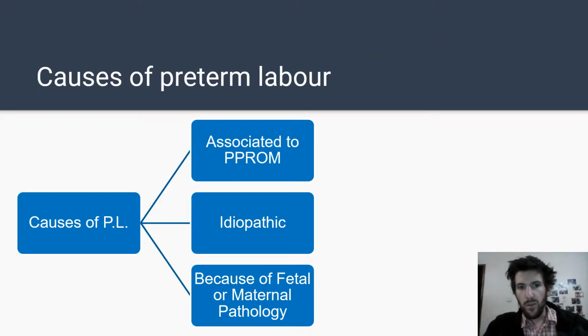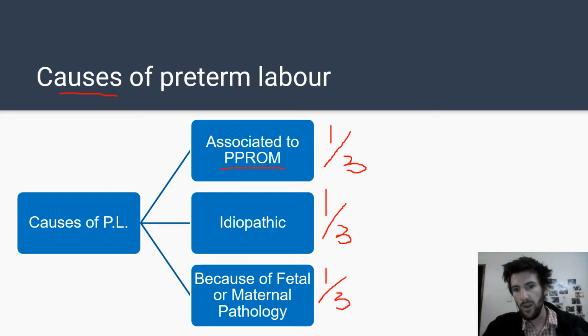The causes of preterm labor can be divided into 3 big groups, and each is about 1/3 of the causes. So it's the same weighting, 1/3, 1/3, 1/3. The first third is PPROM. PPROM can be caused by trauma, by an infection, or by different causes, and by itself it increases the risk of preterm labor, because the rupture of the membranes increases prostaglandin activation and membrane-decidual activation. So the process of labor starts before the correct time.